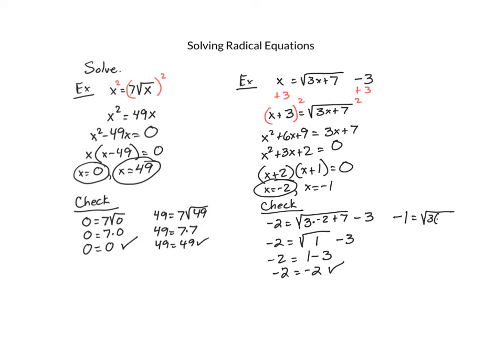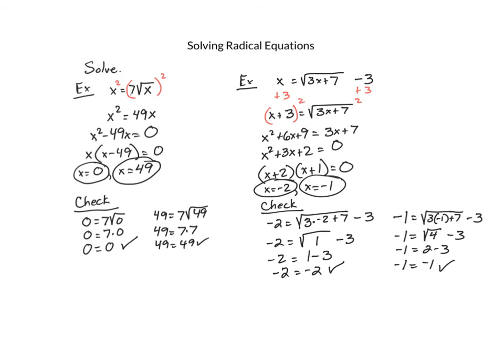And -1, we pop that in. 3 times -1 plus 7 is our radicand. We have -1 equals, what is that, 4 underneath that square root. -1 equals 2 minus 3. So we have -1 equals -1, and it is also a solution.